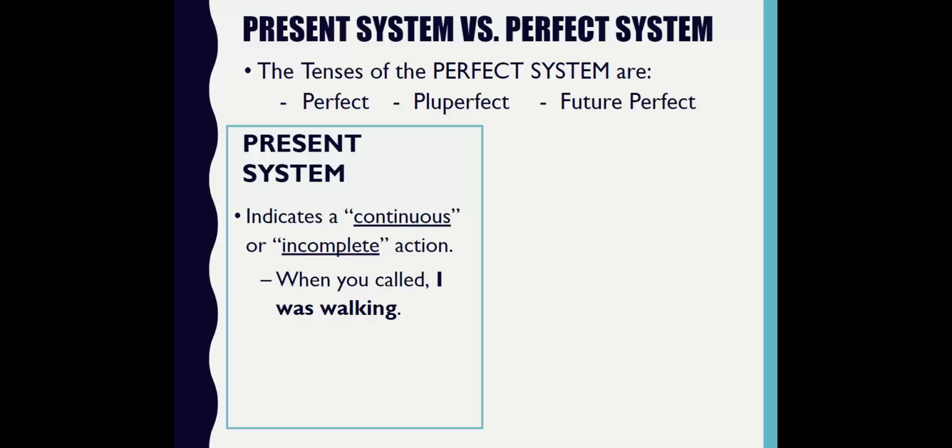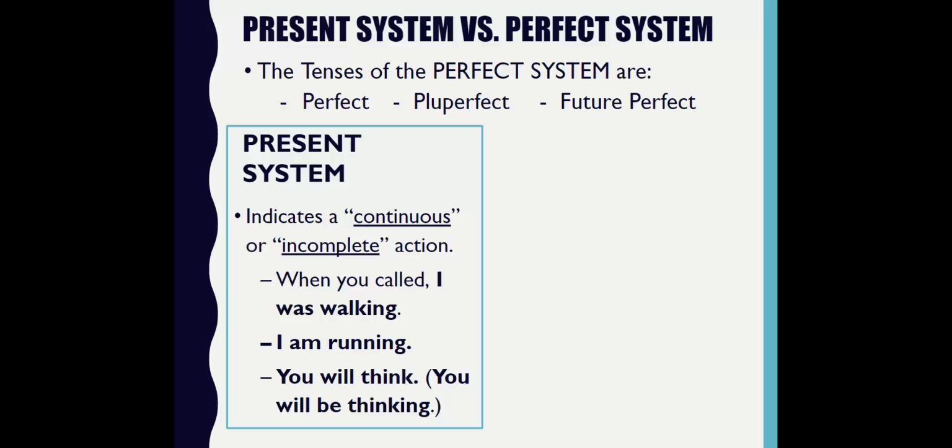The walking had not ceased. It was still continuing. I am running, meaning I am currently running. I have not stopped running. You will think. You could also say you will be thinking. It's a really weird way for us to say that in English, but the idea is that the thinking has not stopped, right? It hasn't happened yet technically, but it hasn't stopped. And that's the main understanding you should get from the present system at this moment, is that the verb's action hasn't ended, right?